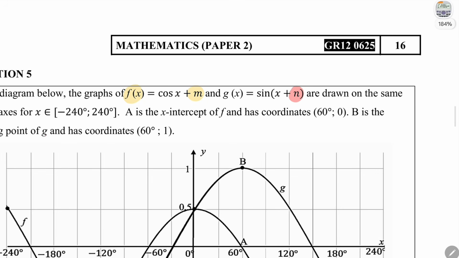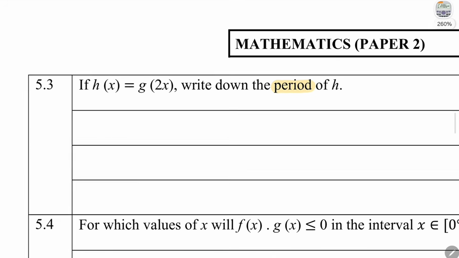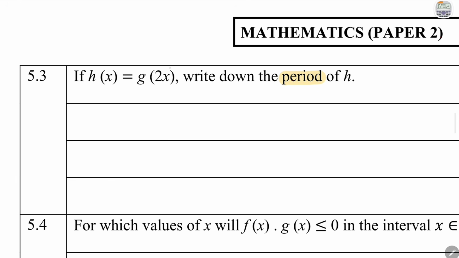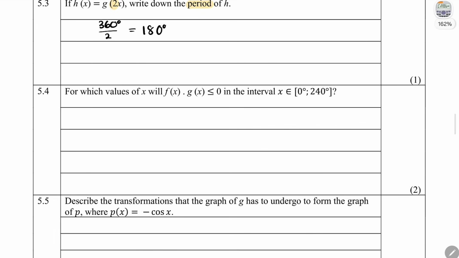It still holds the original period of the sine graph. The sine graph naturally has a period of 360 degrees. We're saying g of 2x, so in place of x, we're substituting 2x, which means you now have a 2 in front of your x. To find the new period, we take the original period of the sine graph, which is 360 degrees, since it takes a sine graph 360 degrees to complete a single cycle, and divide it by the value in front of x. So divided by 2, our period is 180 degrees. Moving on to the next question.